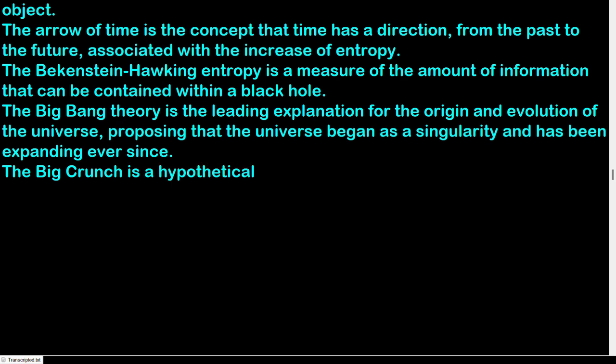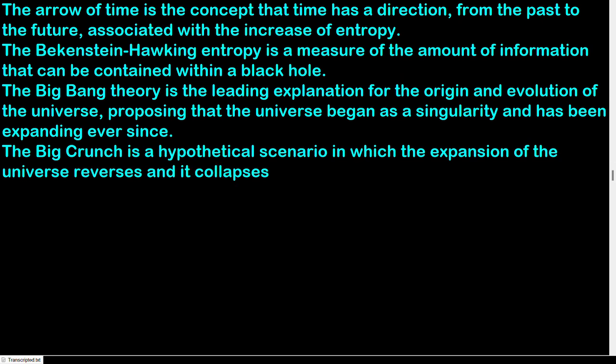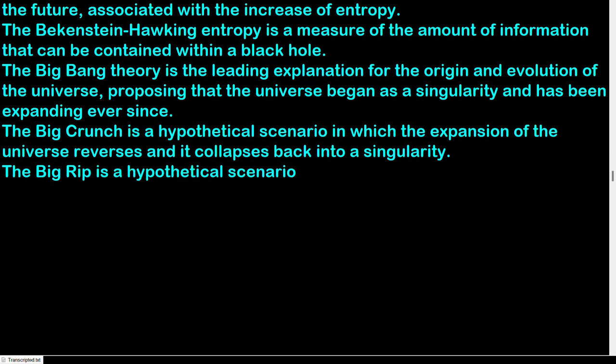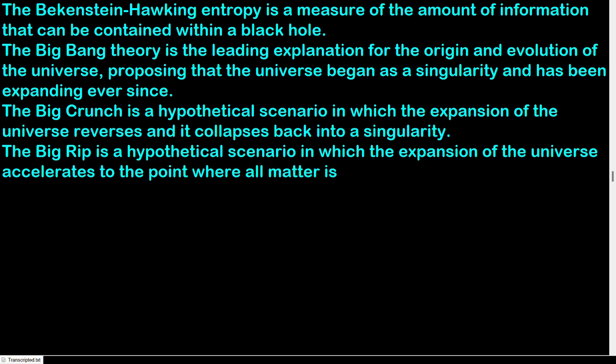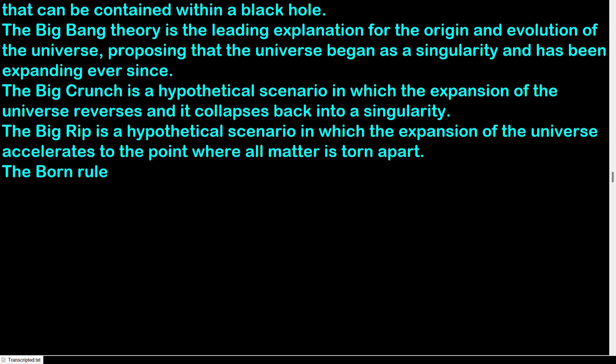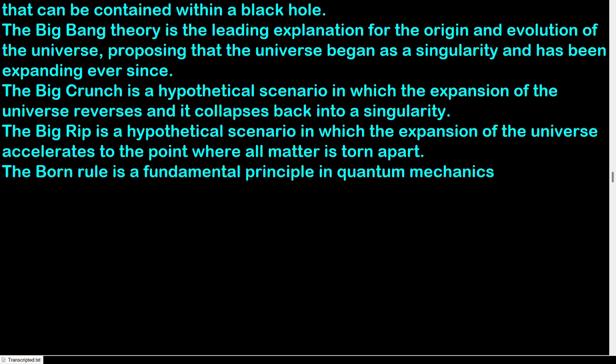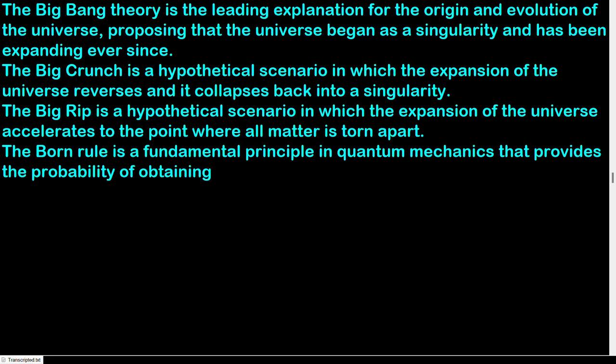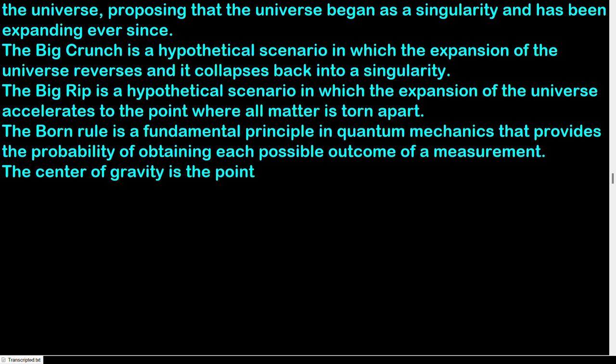The Big Crunch is a hypothetical scenario in which the expansion of the universe reverses and it collapses back into a singularity. The Big Rip is a hypothetical scenario in which the expansion of the universe accelerates to the point where all matter is torn apart. The Born rule is a fundamental principle in quantum mechanics that provides the probability of obtaining each possible outcome of a measurement. The center of gravity is the point at which the gravitational force on an object can be considered to act.